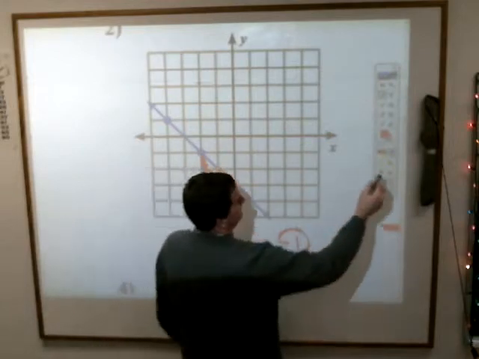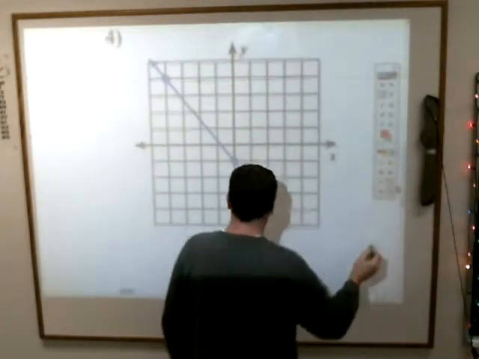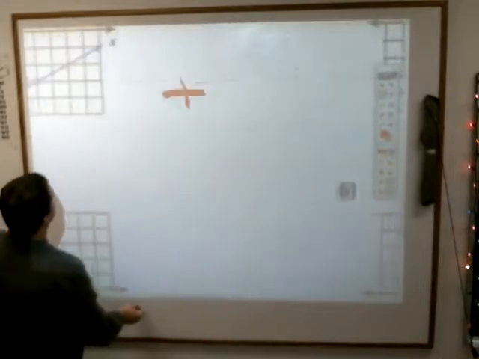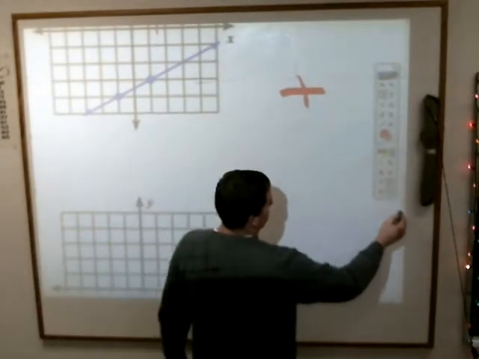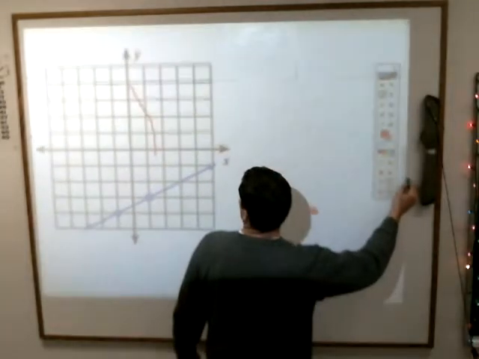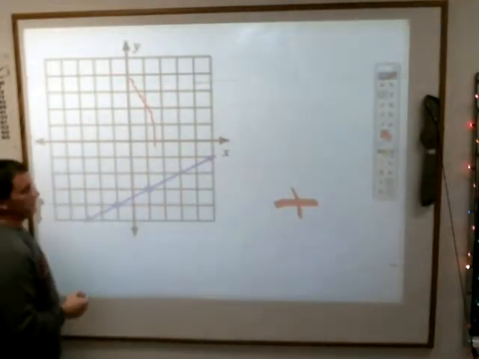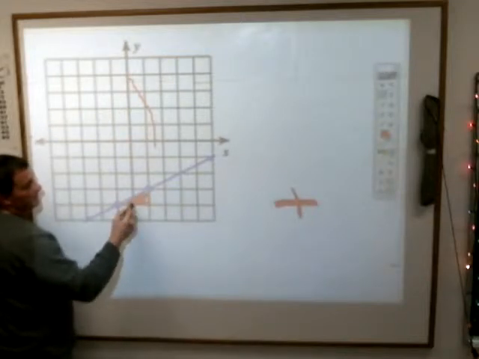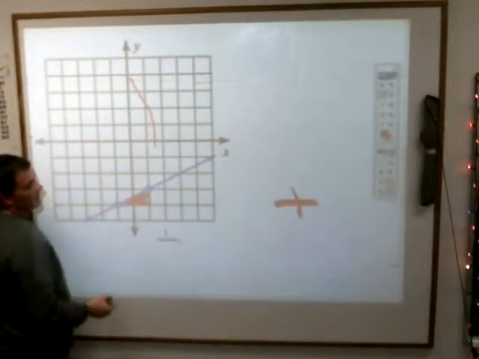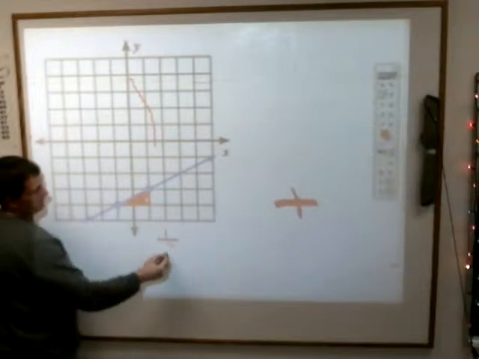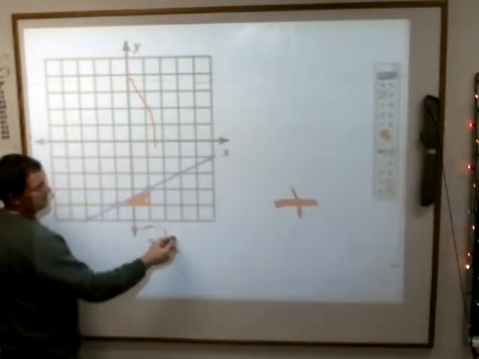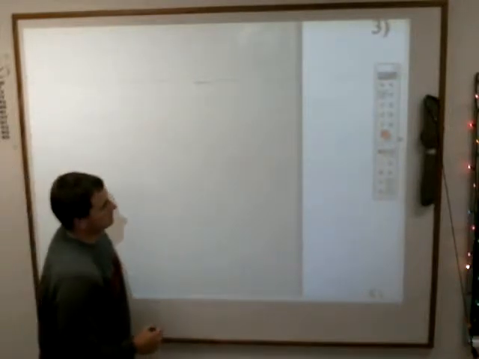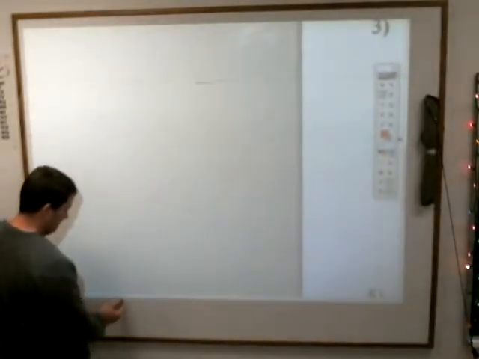Problem number 3. What is the slope of problem number 3? How high is the triangle? How wide is the triangle? 2, and that's a positive. So it's a positive 1/2 slope. Problem number 4. Remember that one, right?